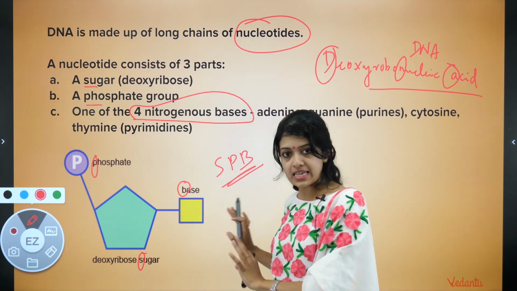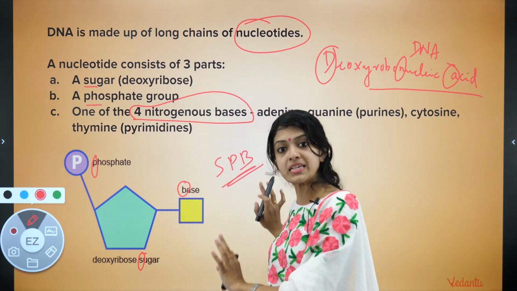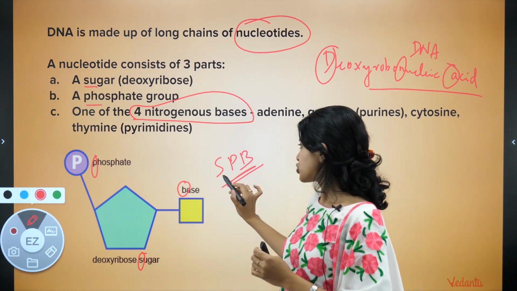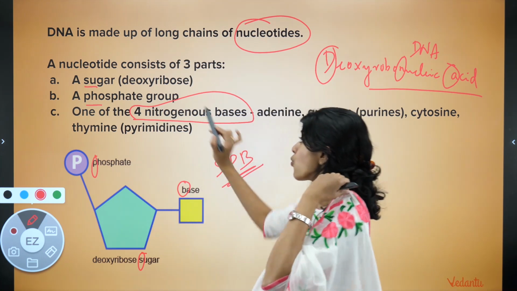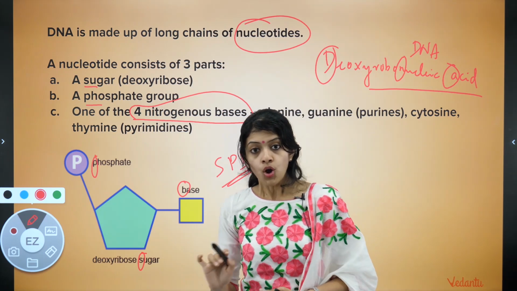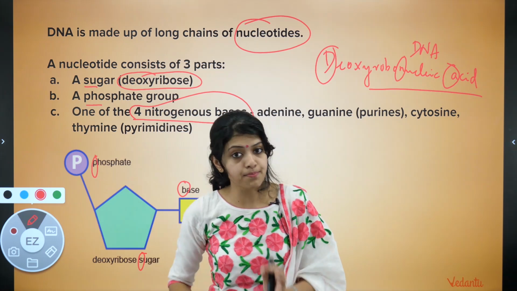So for me, it's easy to remember with SPB. S.P. Balasubramaniam, normally people call him SPB sir. So SPB: sugar, phosphate, base. Okay, it's easy to remember it like that. What is the sugar? What form of sugar? It's a type of sugar which is called deoxyribose.